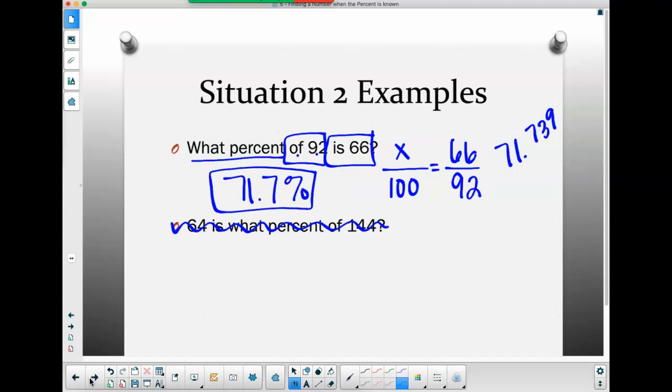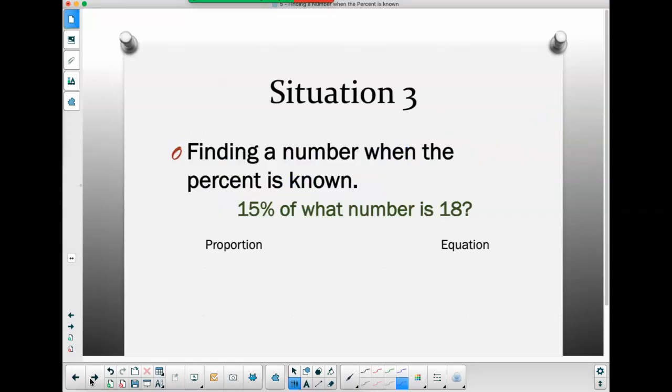Okay, don't forget your percent sign because we are looking for a percent. All right, then the third situation is finding a number when the percent is known.